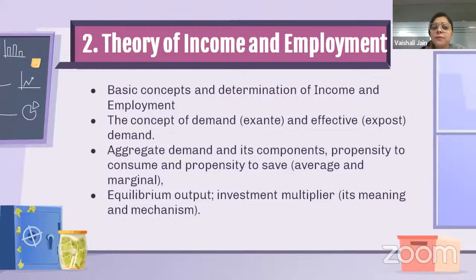The first chapter we have is Theory of Income and Employment, in which we will discuss the basic concepts and determination of income and employment, the concept of demand and effective demand, that is ex ante and ex post, aggregate demand, its components, APC, APS, then similarly MPC, MPS, then equilibrium output, investment multiplier, its meaning and mechanism. All the equations and formulas will be covered under this.